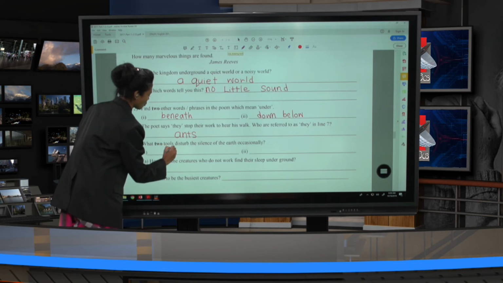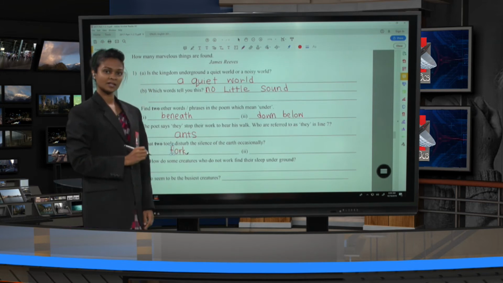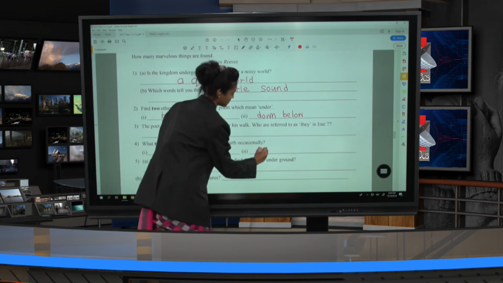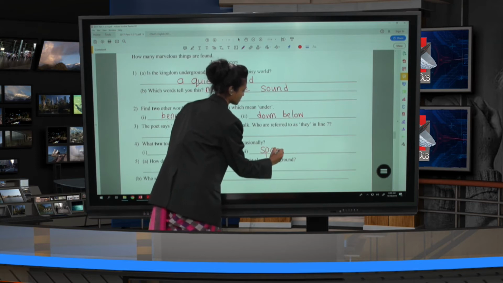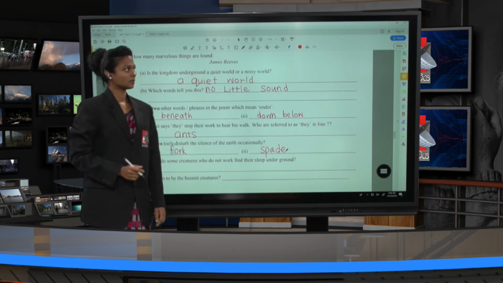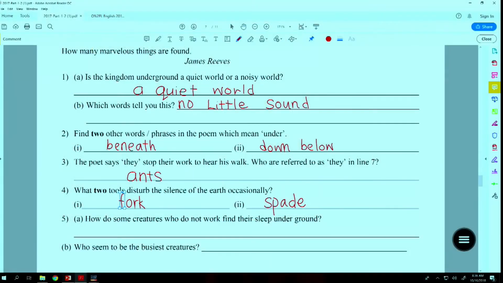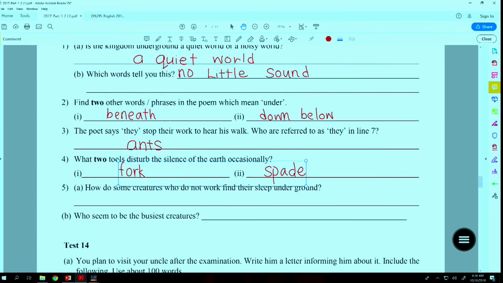That's fork and the other is spade. Right, now move to the next question. Fifth one.